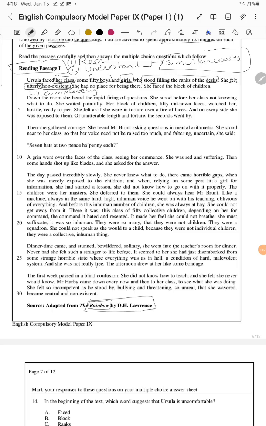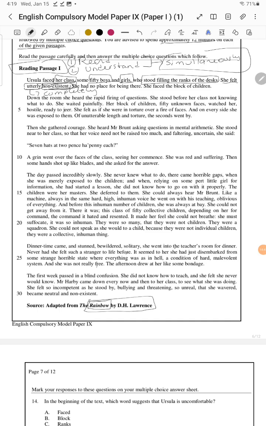Utterly means completely. For example, I am utterly exhausted means I am utterly tired. Okay. Non-existent, what does this term mean? Non-existent means that she doesn't feel her existence.